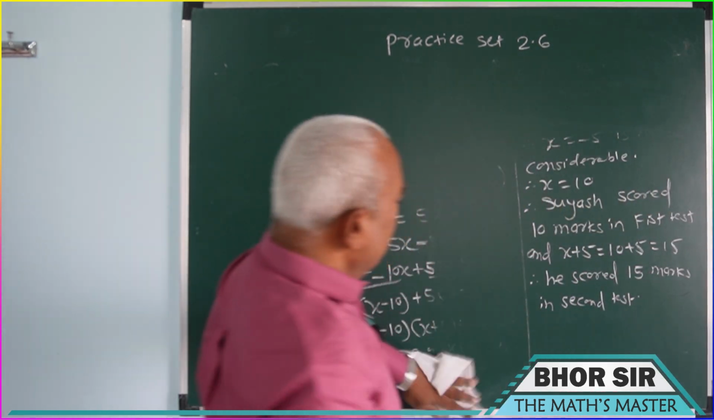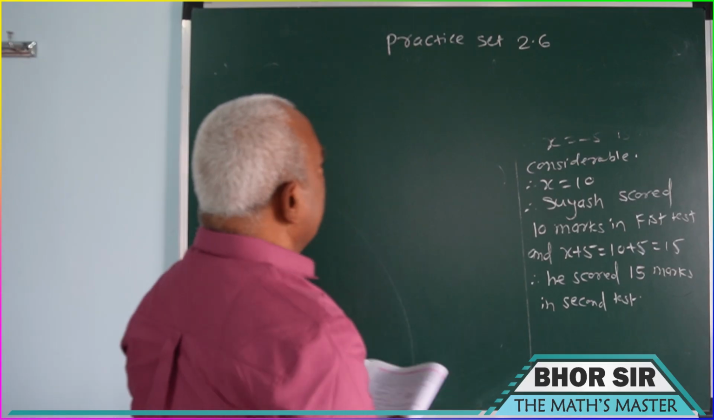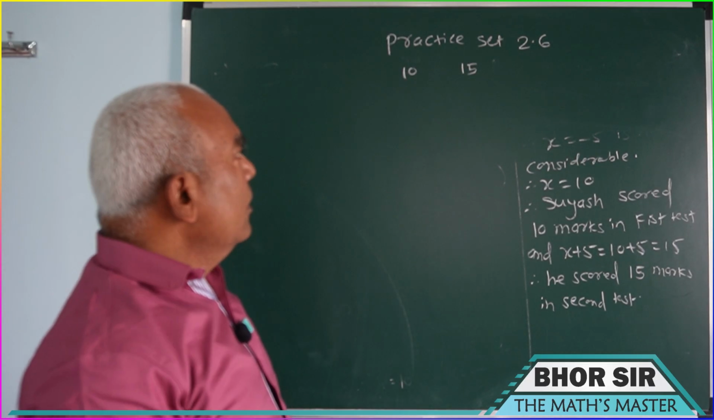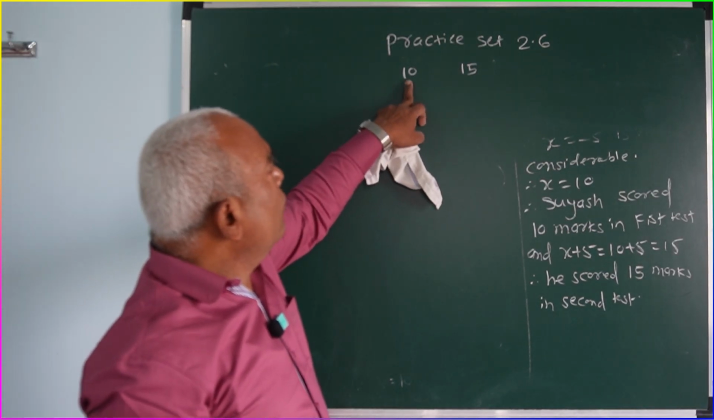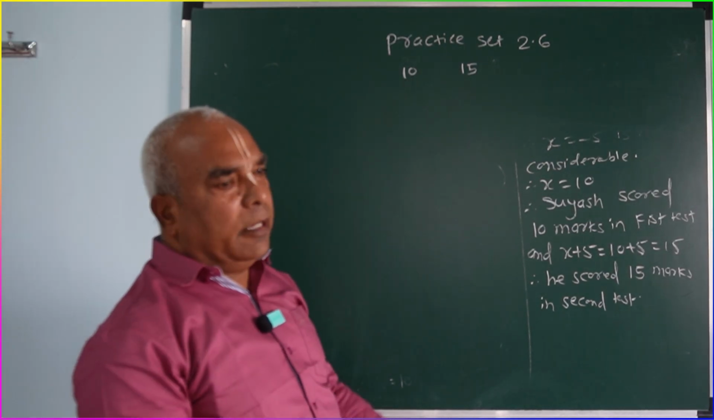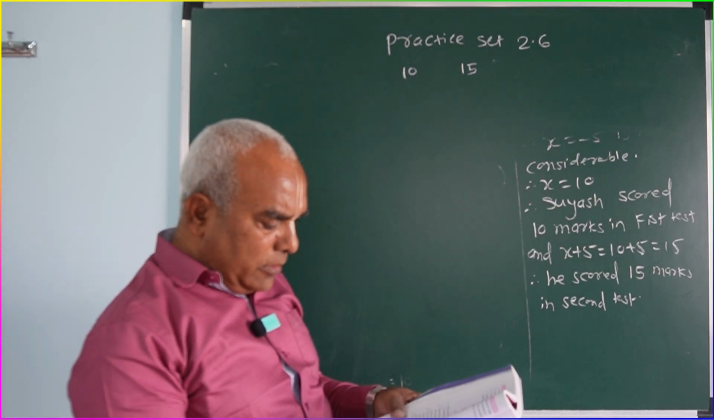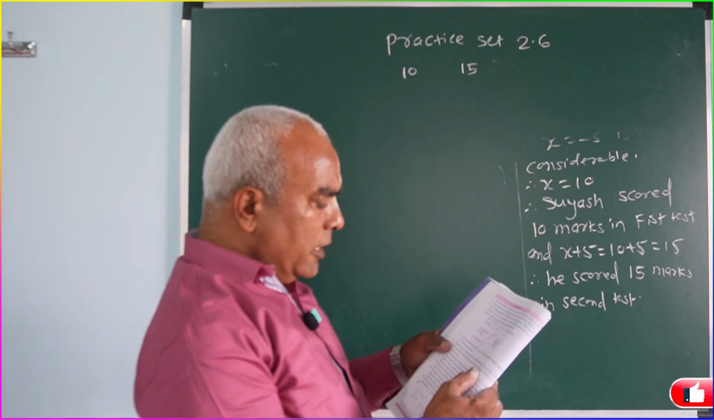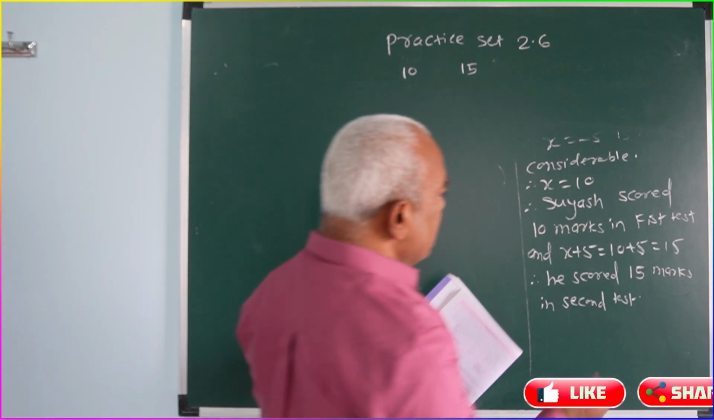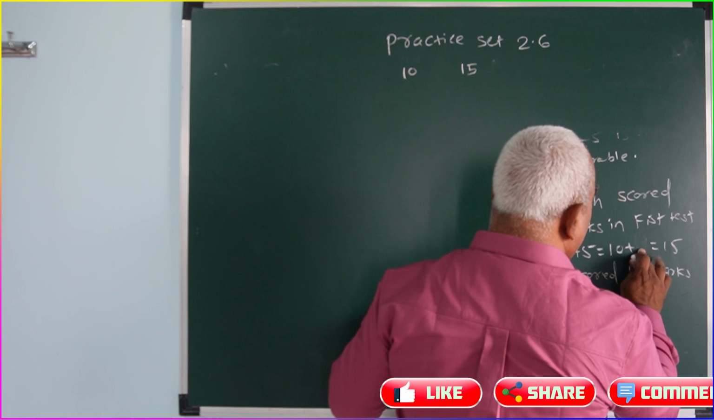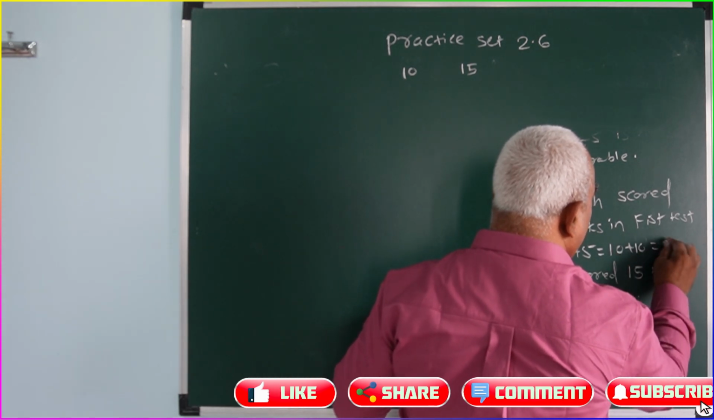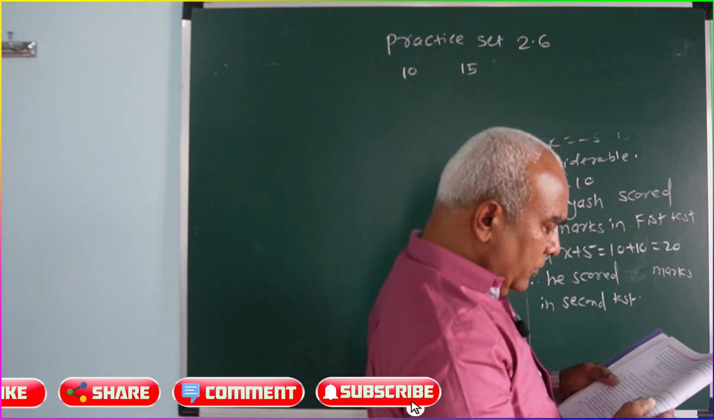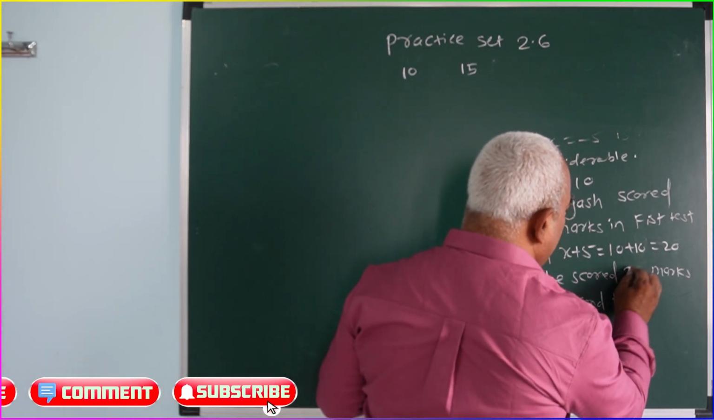Now we should verify this. 10 marks in the first test, 15 marks in the second test. What is the condition? The condition is about the square of the first test marks and 5 times. What is the condition given? Suyash scored 10 marks more in the second test. 10 marks more: 10 plus 10 will be 20.